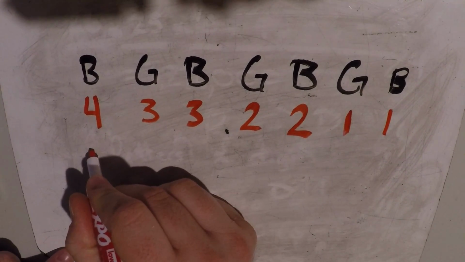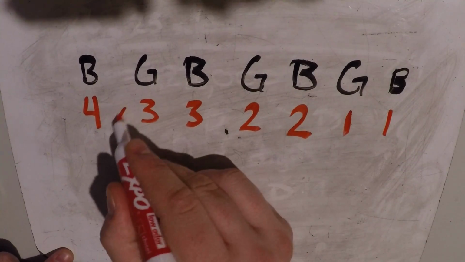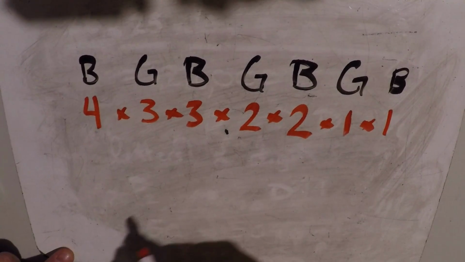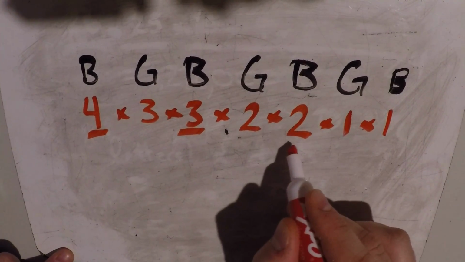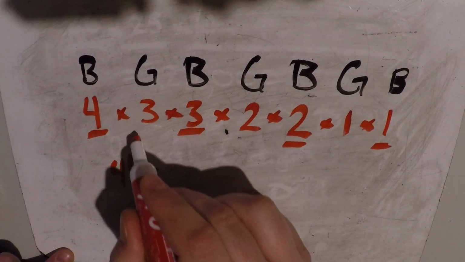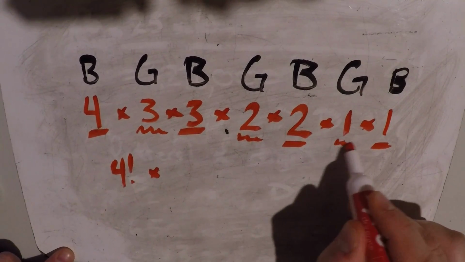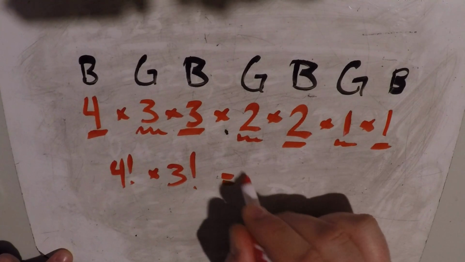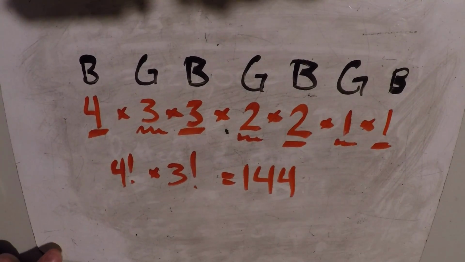Okay, so we get boy and girl and boy and girl connected by and, or multiply. You'll notice if we take all the boys, we have 4 factorial. If we take all the girls, we have 3 factorial. 4 factorial multiplied by 3 factorial gives us 144.